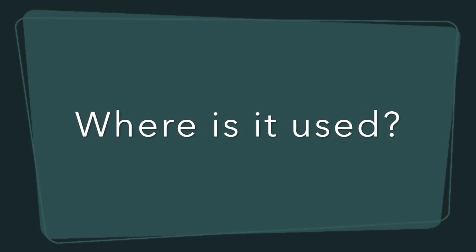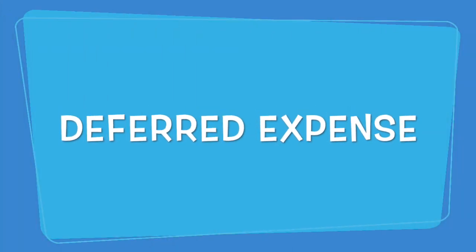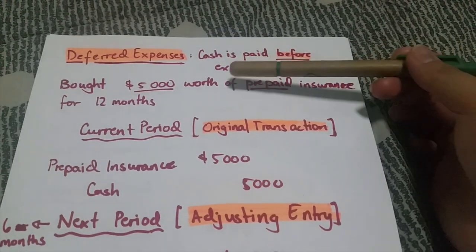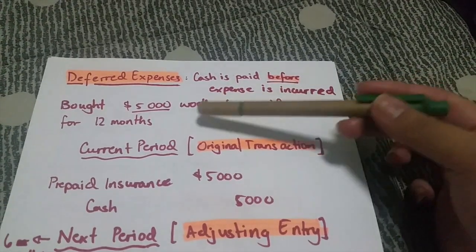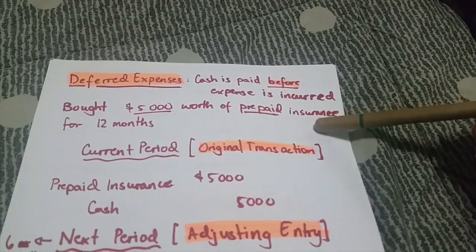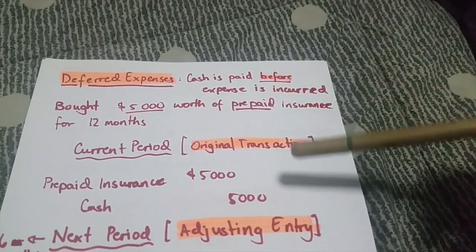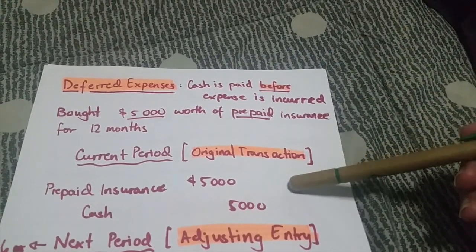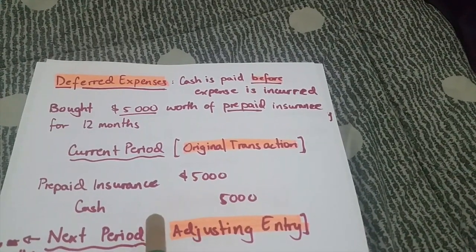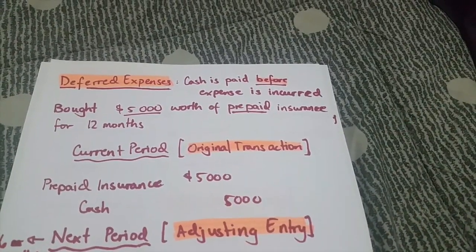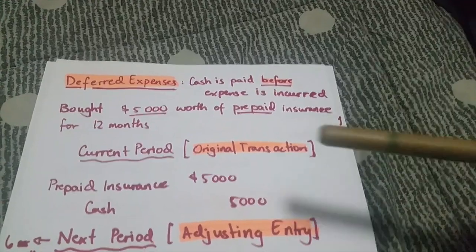Where is it used? The matching principle can be used when we record deferred expenses. Deferred expenses are transactions where cash is paid before the expense is incurred. For example, if I bought $5,000 worth of prepaid insurance for 12 months, I will record this original transaction in the current period by debiting prepaid insurance by $5,000 and crediting cash by the same amount. This reflects the flow of value from one asset to another.